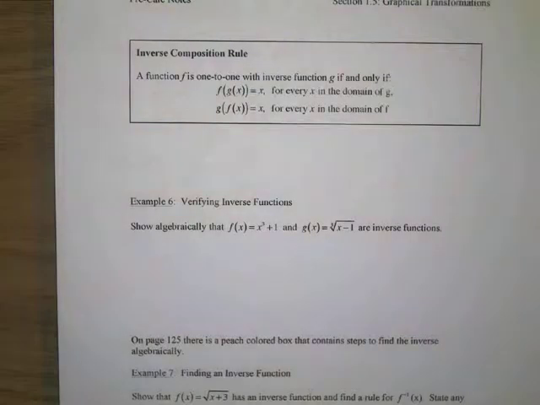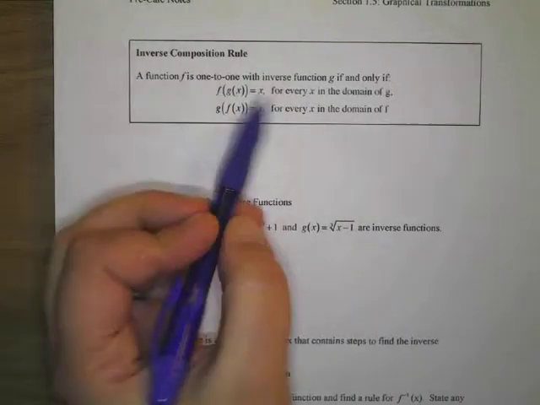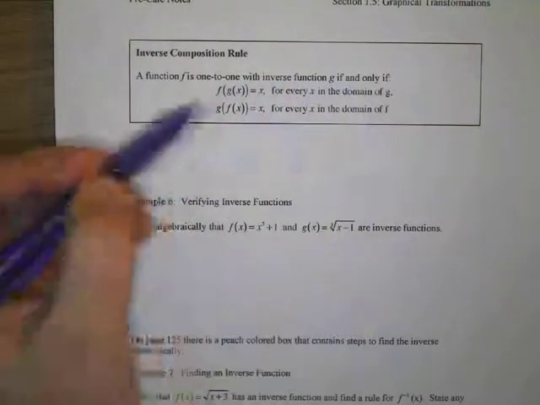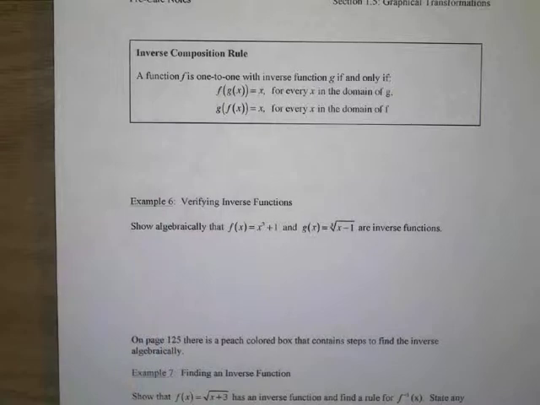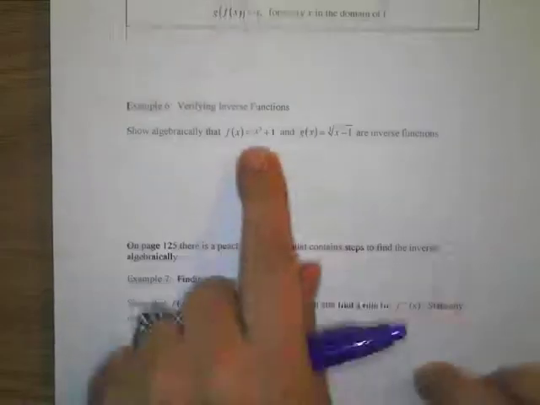Some cool things happen with inverse relations. When you take the composition of them and their inverses, they will always equal just x. And that's how you can tell if two functions are inverses. But it has to work both ways. f is the inverse function of g if and only if this. So you have to be able to go both directions. So show algebraically that these are inverses.